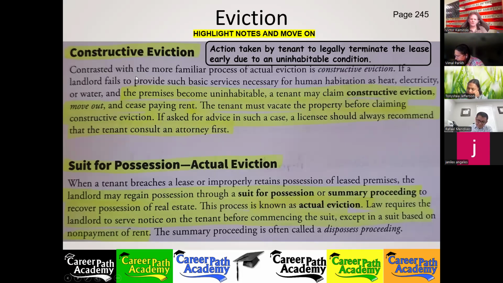And I wrote next to constructive eviction that this is an action taken by the tenant to legally terminate the lease early due to an uninhabitable condition.